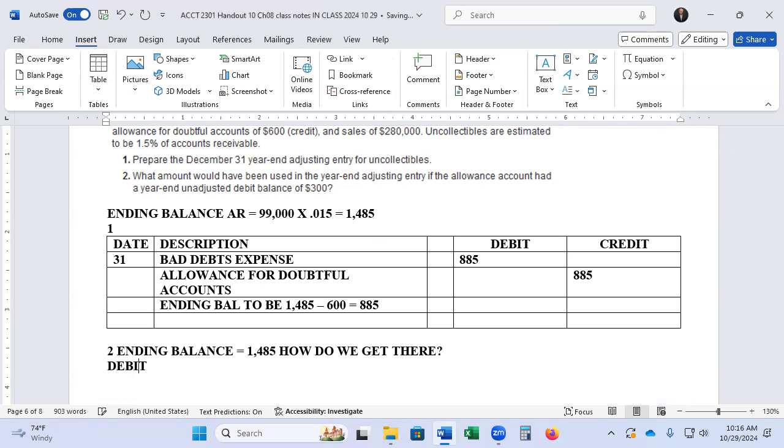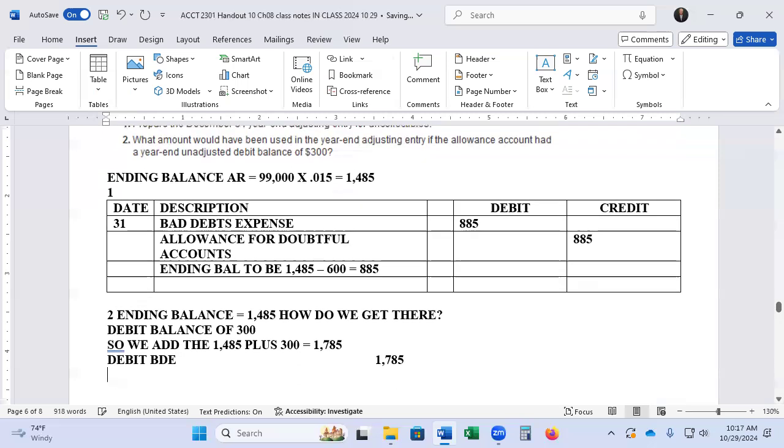Okay, so it has a debit balance of 300. And so we add 1,485 plus 300, and our adjustment is 1,785. Now, they didn't ask for the entry, but it would be a debit to bad debts expense for 1,785 and a credit to allowance for doubtful accounts for 1,785.